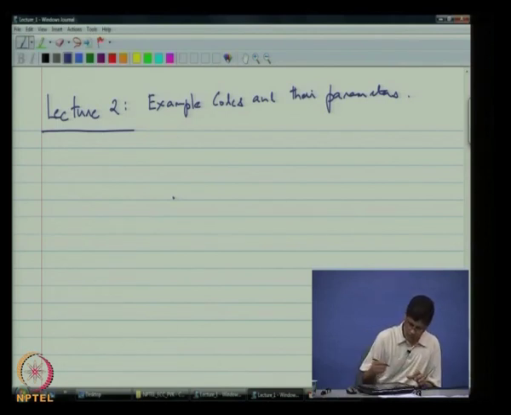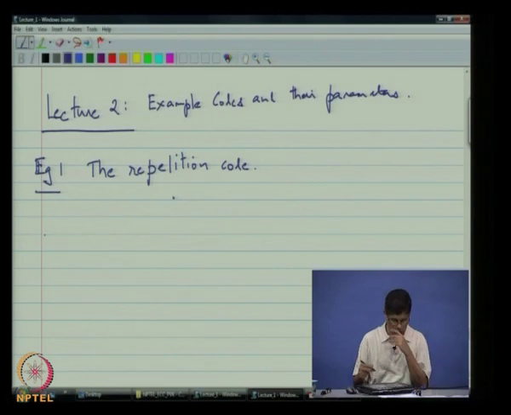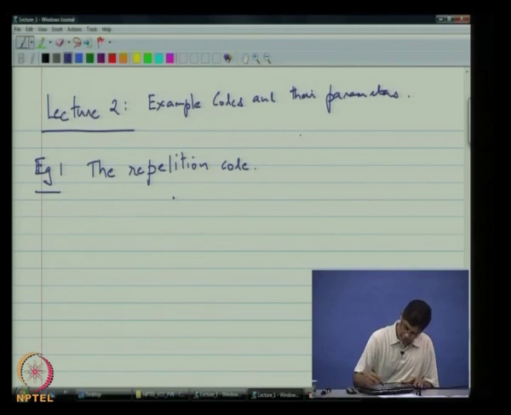So, I will start with those. The first example that you might think of is the repetition code. Now, all of our example codes will have block length 7. So, let me make a note on the side of that.